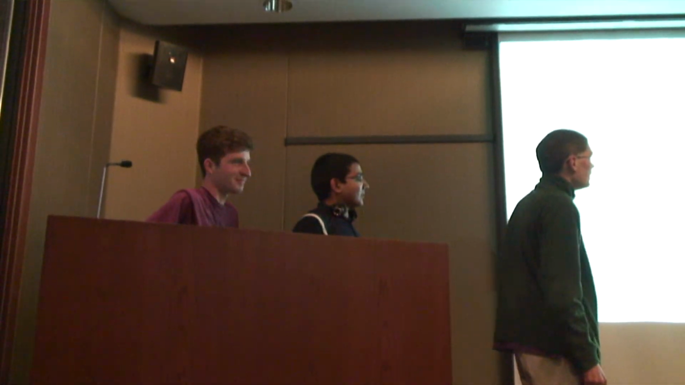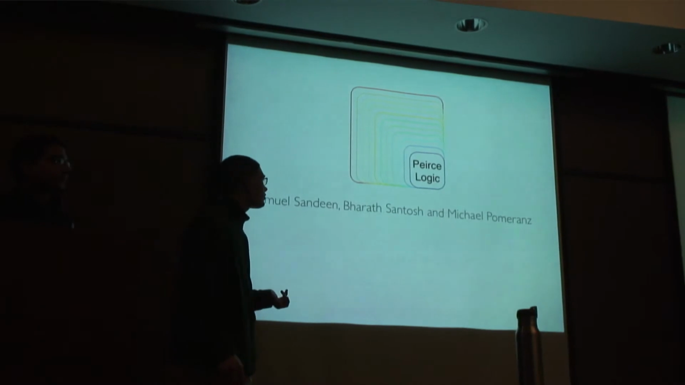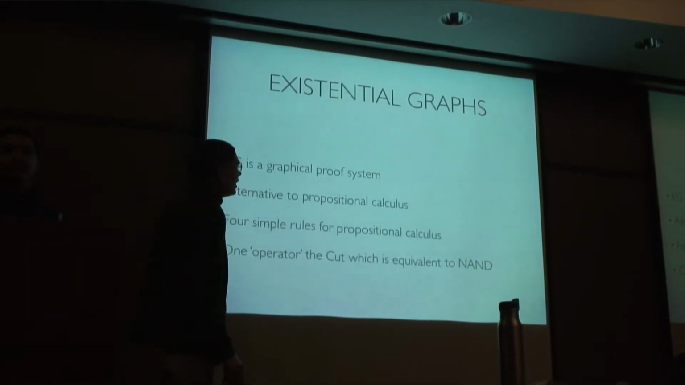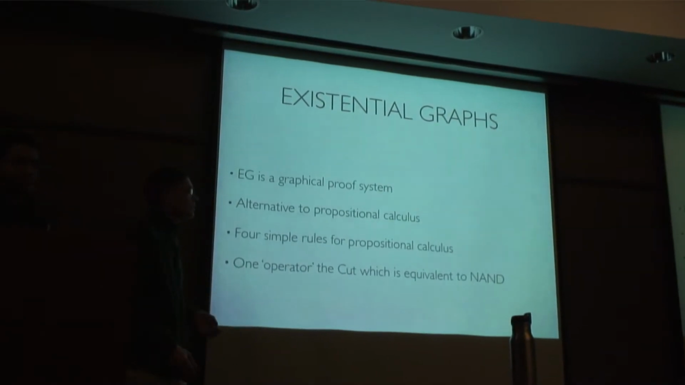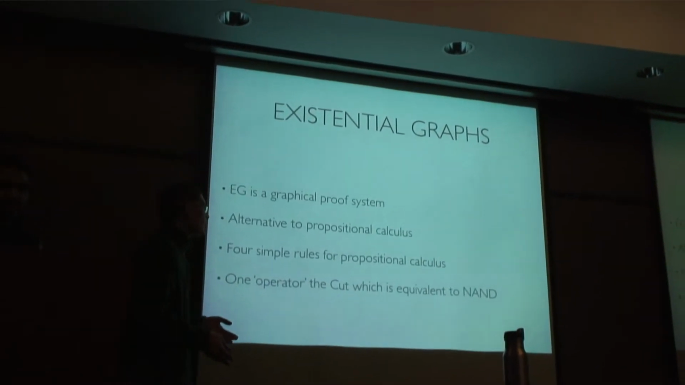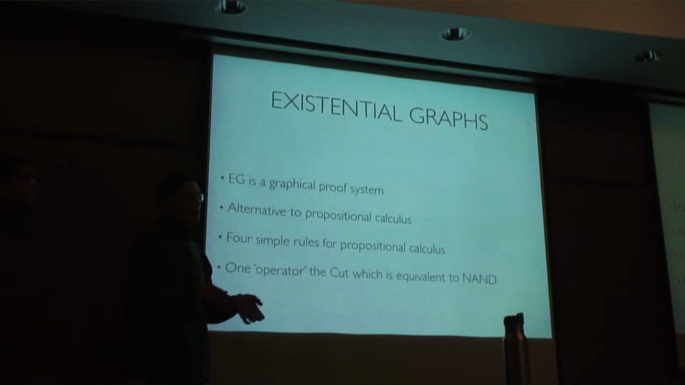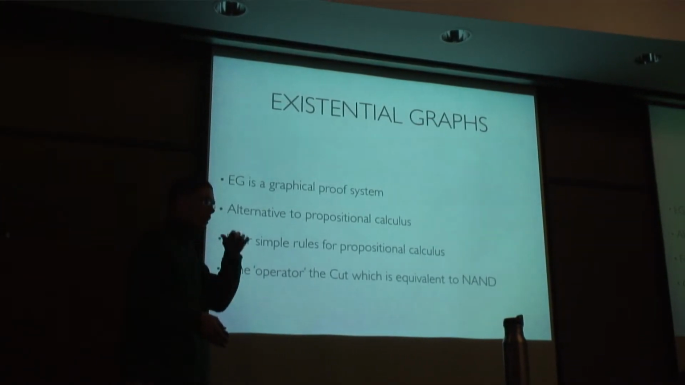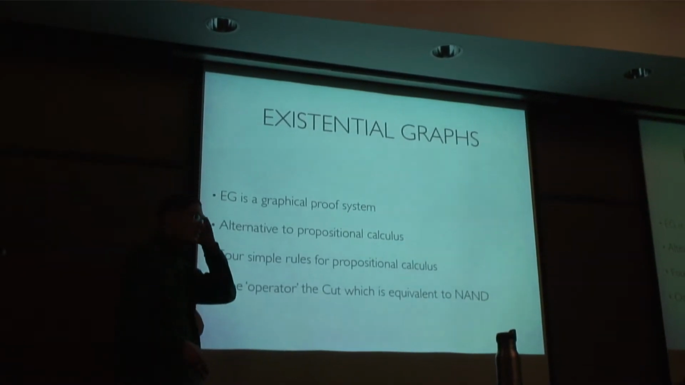We're working on Peirce logic, which is a logical proof system using existential graphs. EG is a graphical proof system. It's an alternative, at least to start with, for propositional calculus. Eventually, we'll also have alternatives for FOL and modal logic, if anybody knows what those are.